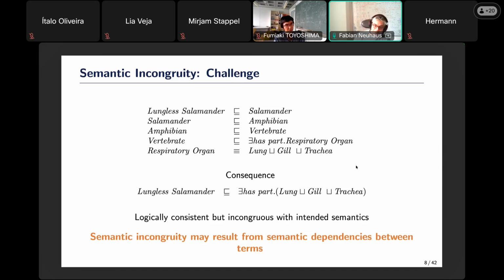Again, the ontology isn't inconsistent, but it's incongruous because of what it implies: a statement which doesn't represent the intended semantics of the biologist who would develop such an ontology. So this example illustrates that semantic incongruity is not necessarily the result of only one axiom, but often the result of these dependencies between the various terms in an ontology, which are the result of the logical axioms, in combination, of course, with their annotations.